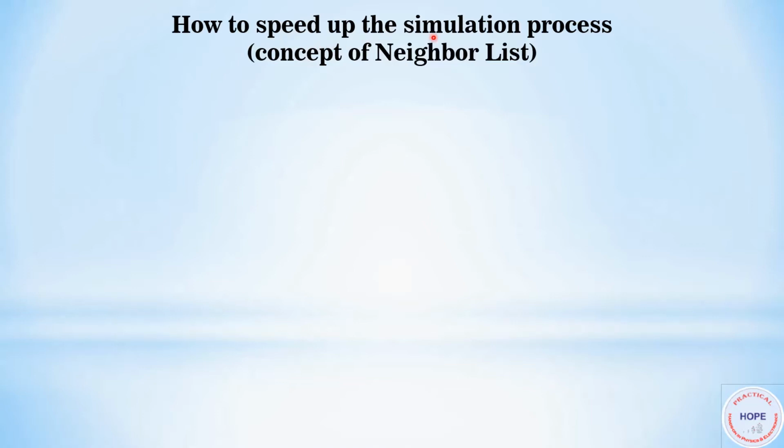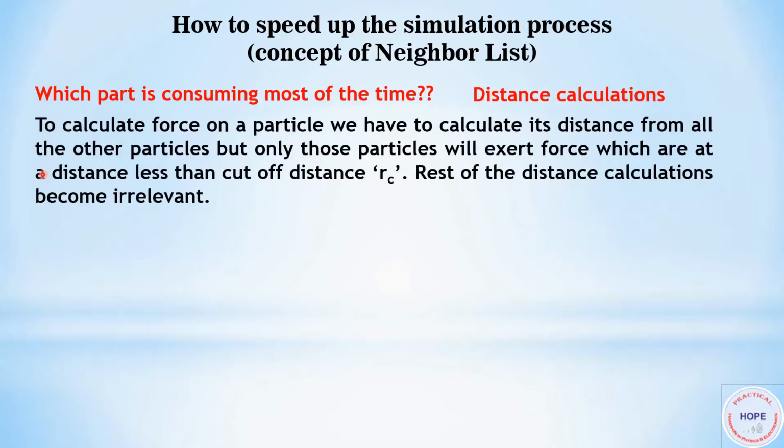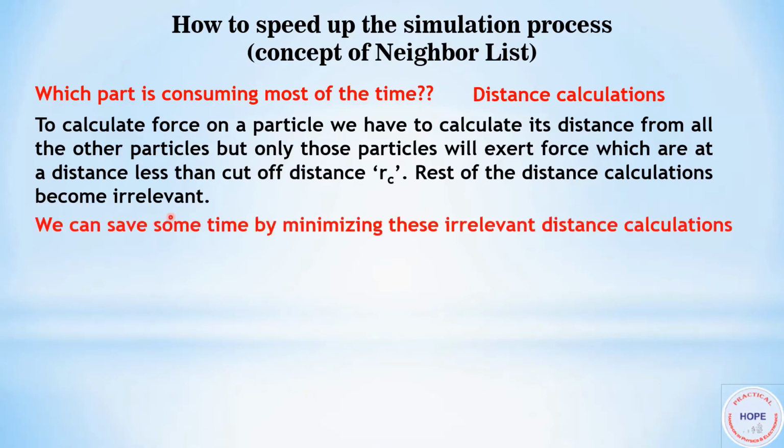Now before implementing it in the main program, let's discuss another concept, how to speed up the simulation process, the concept of neighbor list. Which part of the simulation is consuming most of the time? Distance calculations. To calculate force on a particle, we have to calculate its distance from all other particles, but only those particles will exert force which are at a distance less than cutoff distance RC. Rest of the distance calculations become irrelevant. We can save some time by minimizing these irrelevant distance calculations.